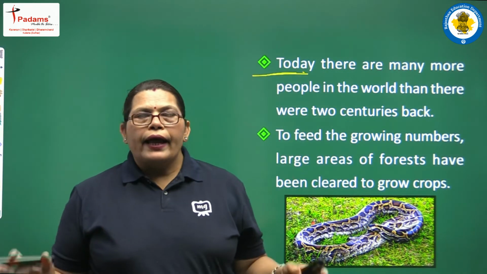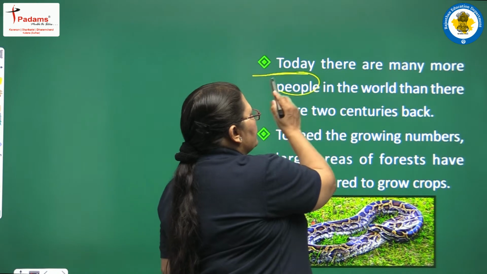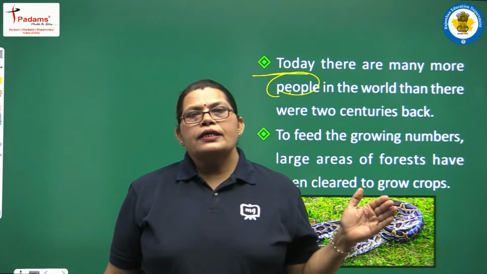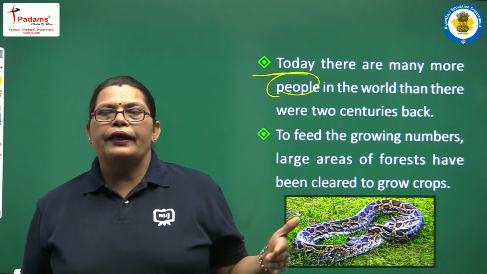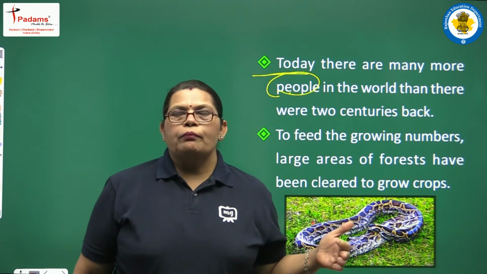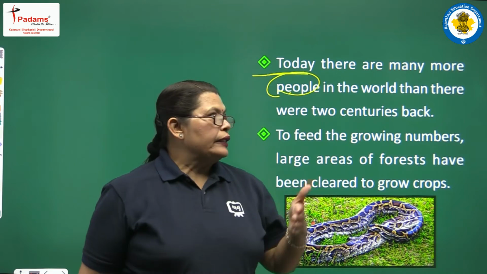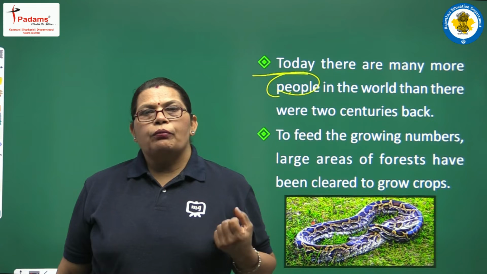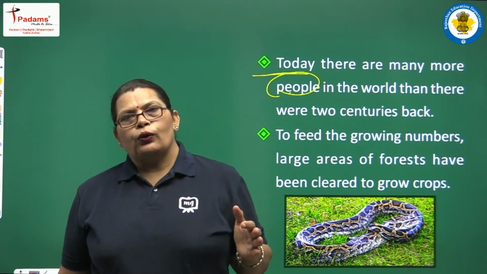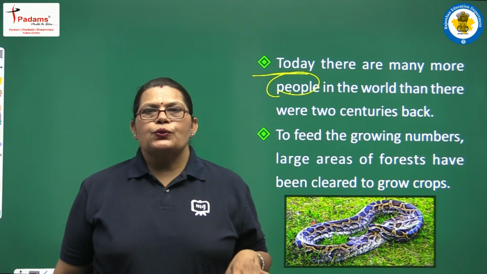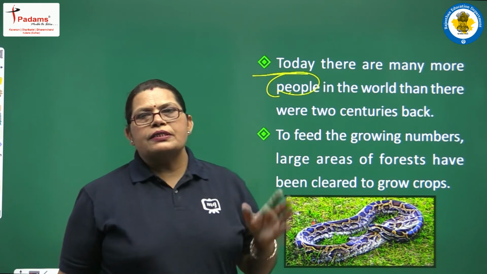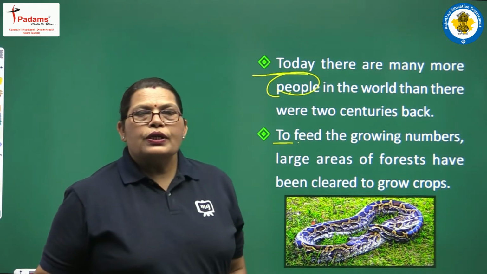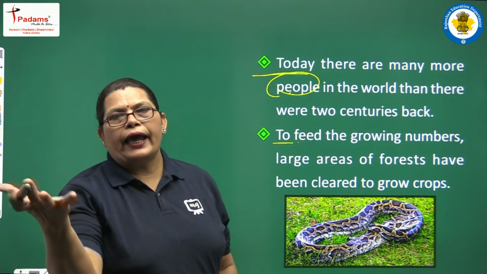Today there are many more people in the world than there were 2 centuries back. Yes, we all know that the number of population is increasing day by day very much. So if we are saying that 2 centuries back, what was the number of population, we all know that at that time it was much lesser than the present day. So we all know that the world had only 2 centuries back a lesser population than today.